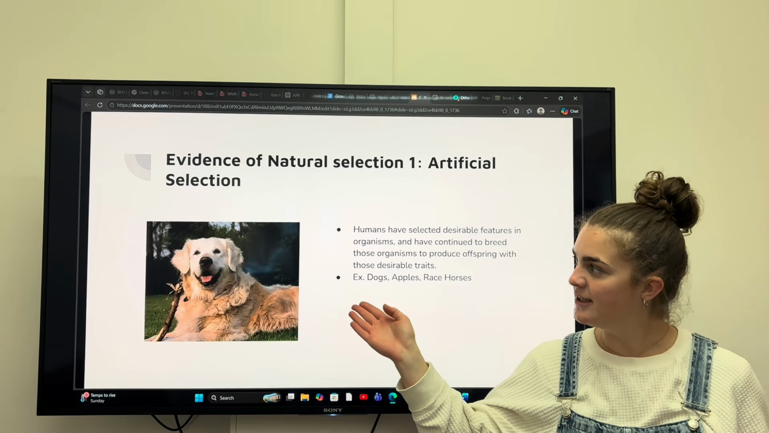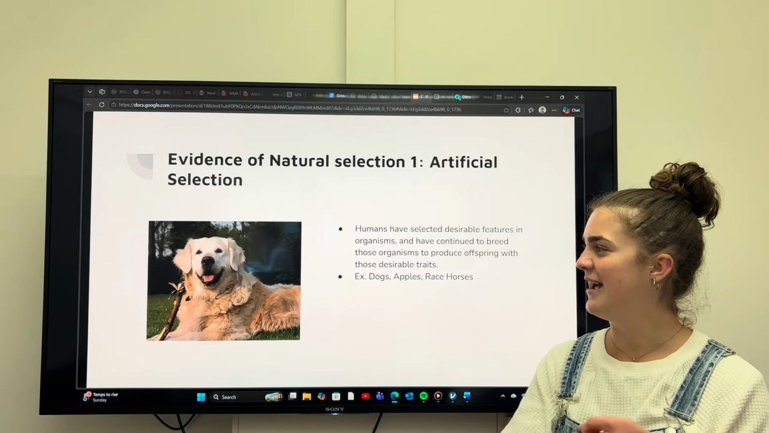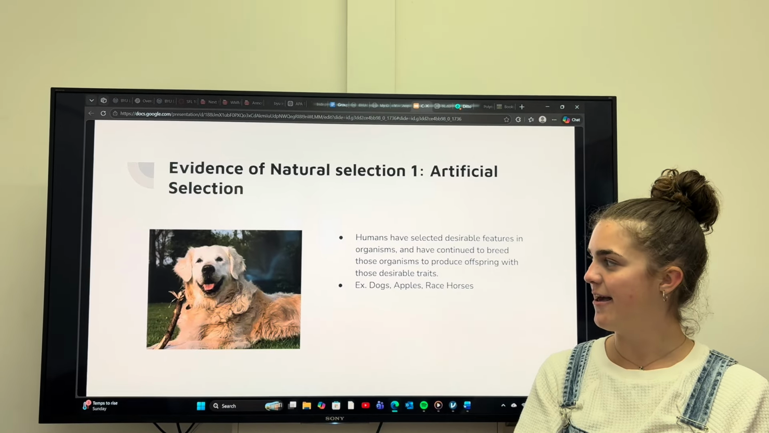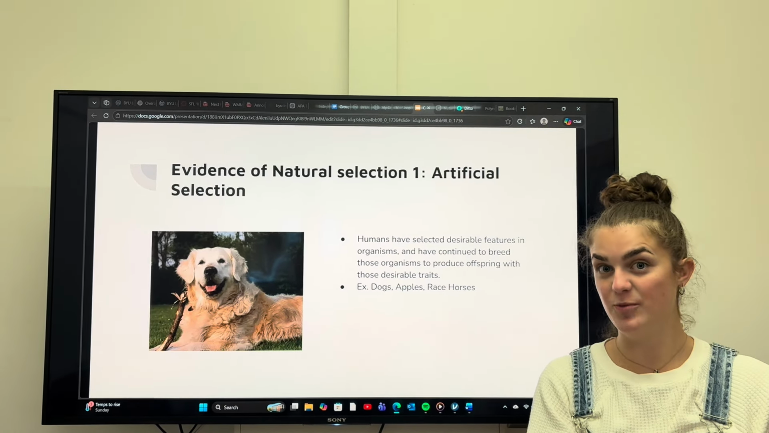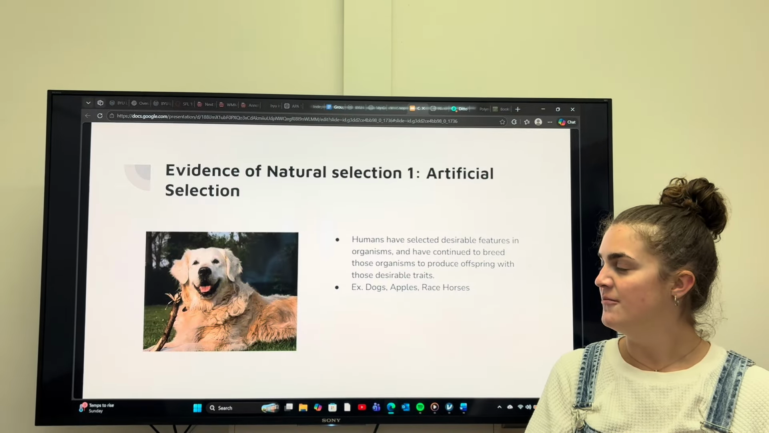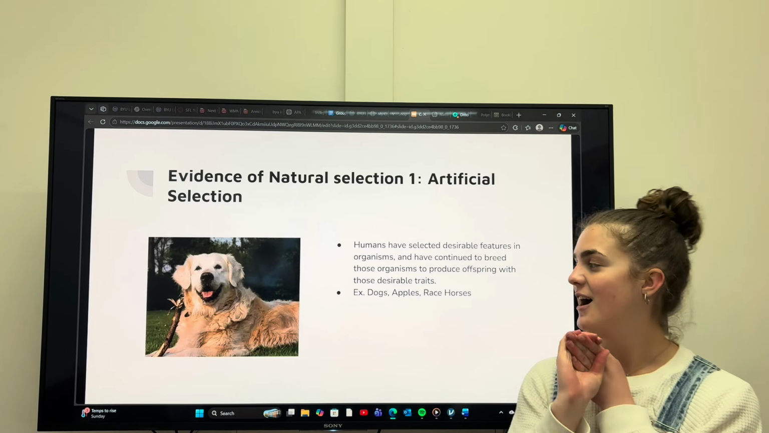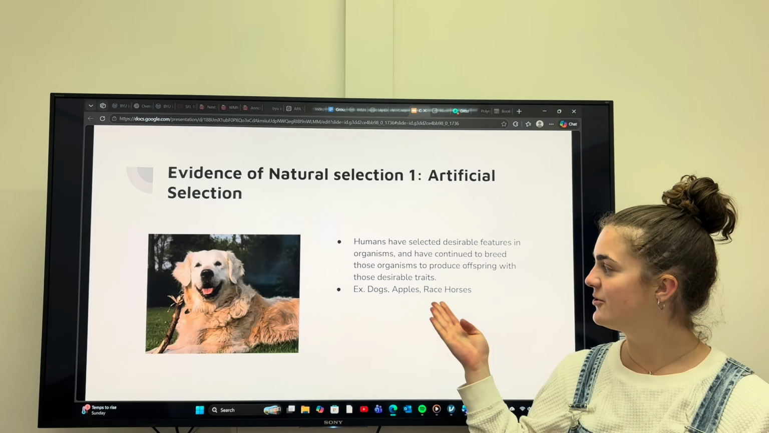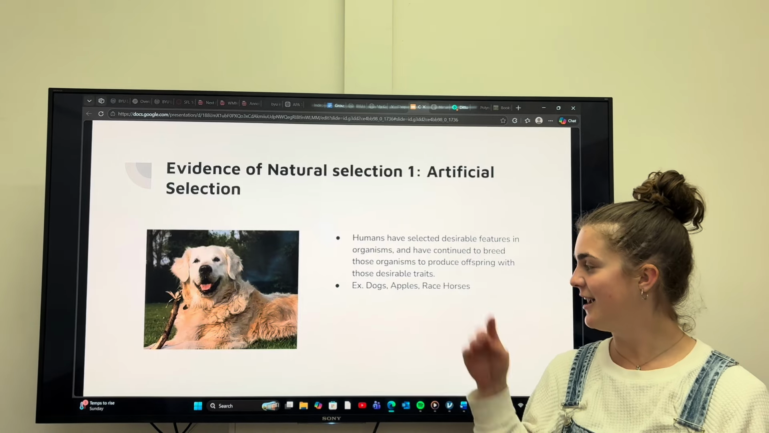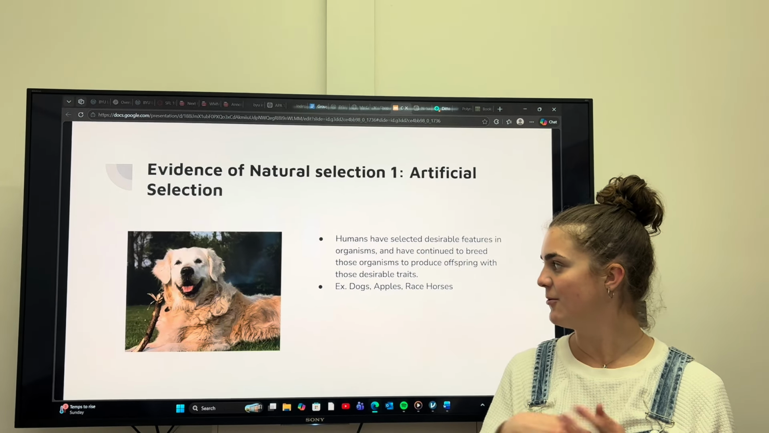For example, with dogs, cuteness, fluffiness, how calm they are, how easy they are to play with are traits that humans have favored over time. And so we've kept breeding dogs that have those favorable trait features. And with apples, there's a bunch of different kinds of apples, like Honeycrisp or Gala, and we breed the apples depending on what kind of trait we're seeking for.